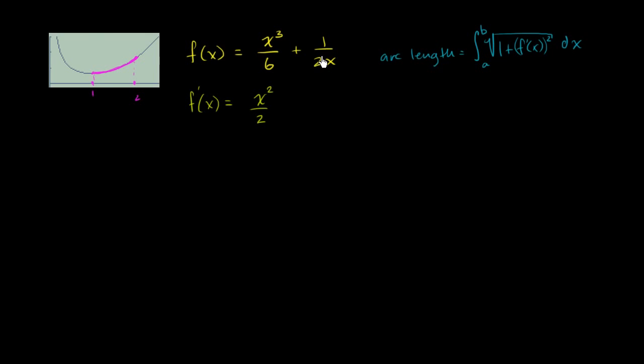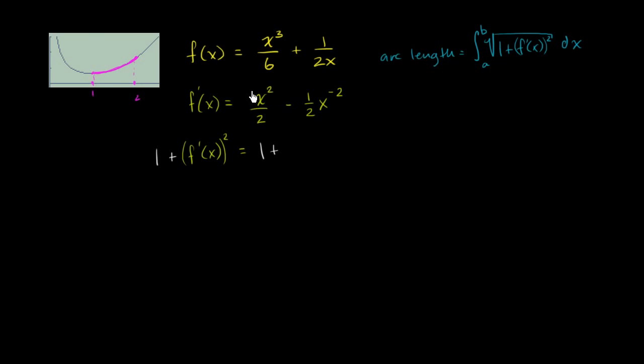And then this is 1/2 x to the negative 1, is one way to think about it. And so that's going to be negative 1/2 x to the negative 2 power. Now, what is f prime of x squared? Actually, let's just write out, what is 1 plus f prime of x squared? It's going to be 1 plus this thing squared.